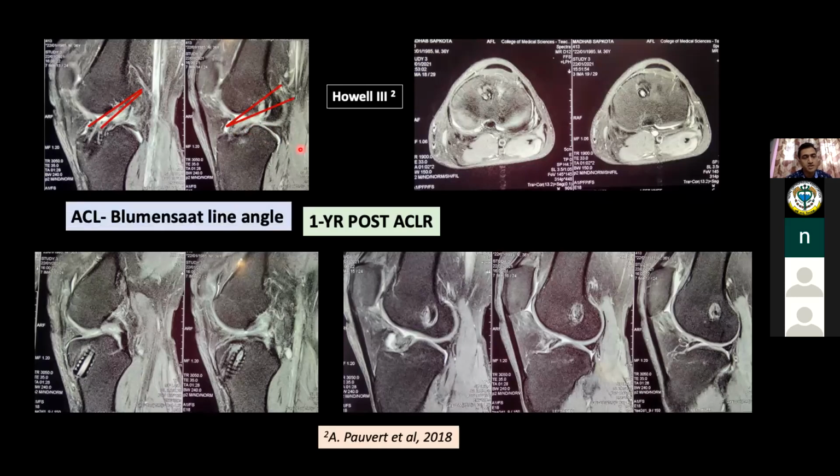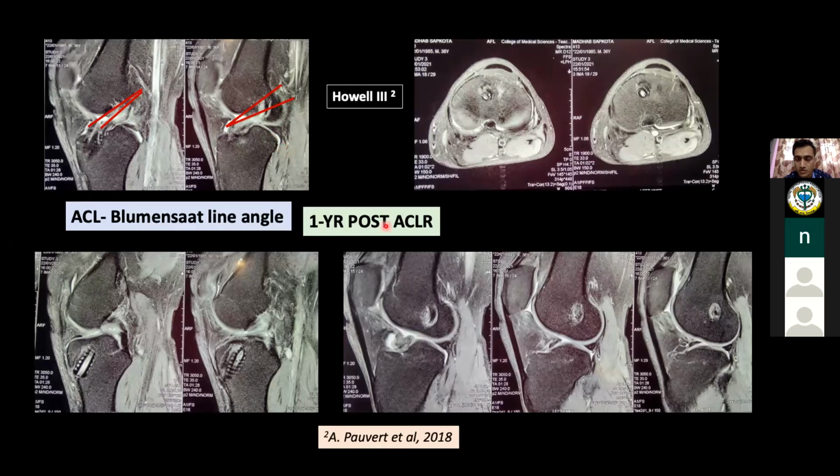Then we drew the ACL Blumensaat line angle. This is a very handy parameter to say whether the ligament is intact or not. In one film the apex is towards the femur, while in another film the apex is towards the tibia, but still the graft is intact. If you follow this ligamentization process in subsequent periods, the signal changes may disappear. This may be normal for up to 9 months, according to one study, so it doesn't necessarily imply there is something wrong with the ACL graft.